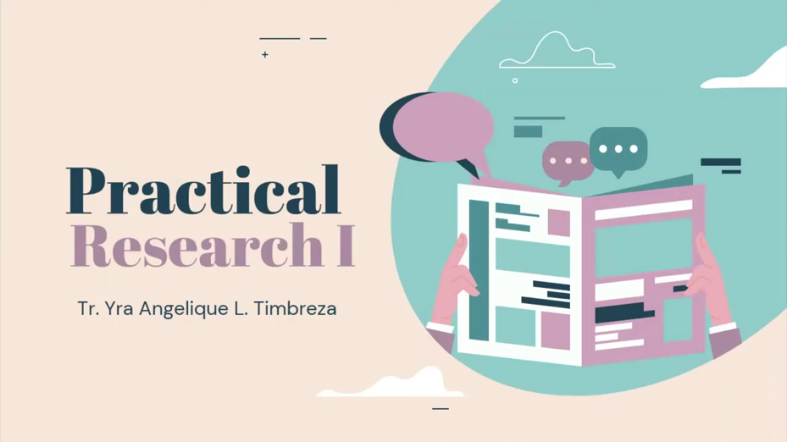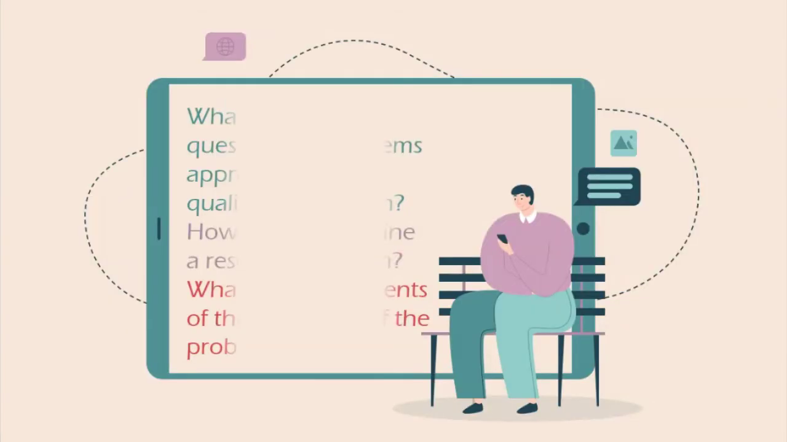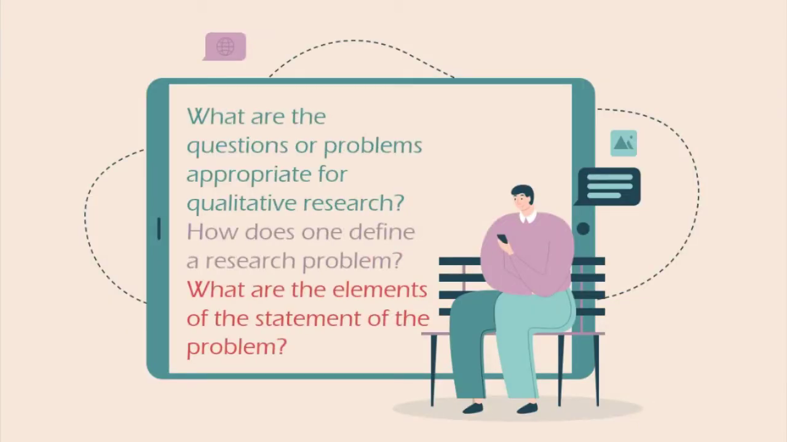Last time, we learned about the nature of qualitative research. It aims to develop an in-depth explanation about a certain phenomenon. Qualitative research is described by its aims, methods, and the kind of data collected to understand the different facets of social life. So what are the questions or problems appropriate for qualitative research?